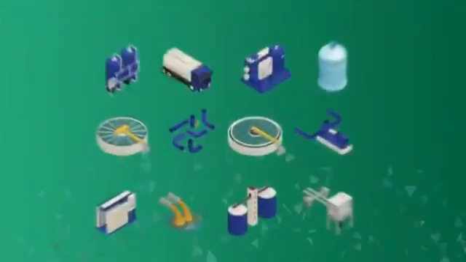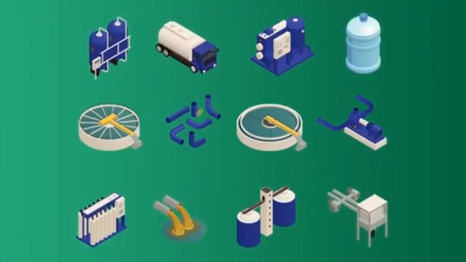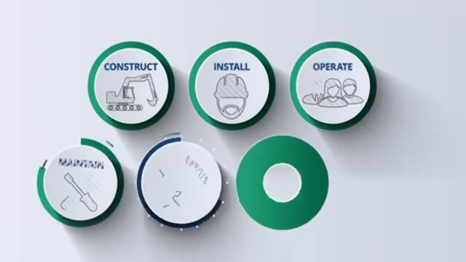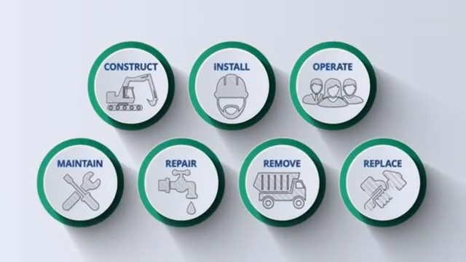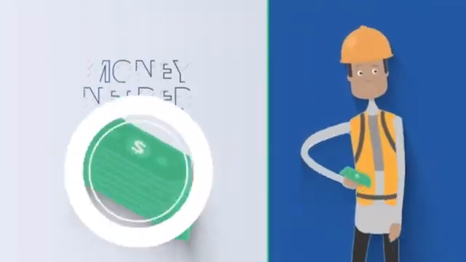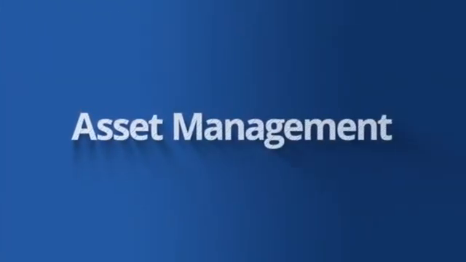Your drinking water system is made up of many assets, from pipes and pumps to meters and tanks. It costs money to construct, install, operate, maintain, repair, remove, and replace these assets. A lot of money. Most likely, you don't have all the money you need to do everything that should be done within your water system. So, you should make smart choices about where you spend the money you do have available.